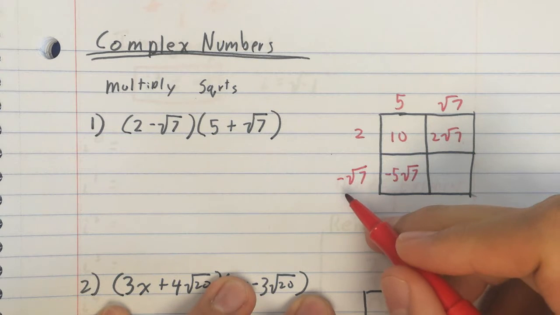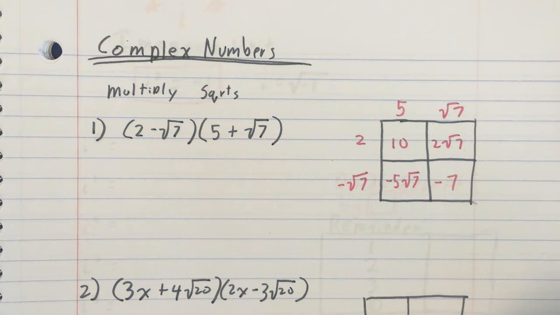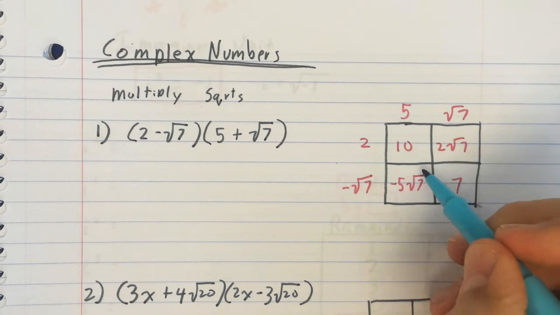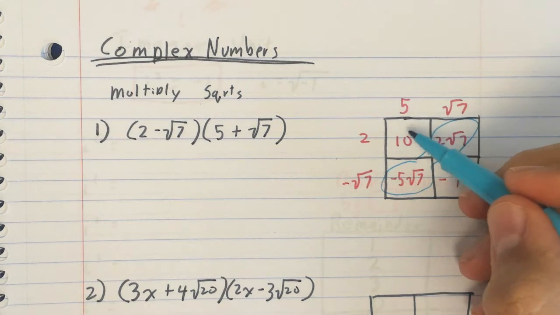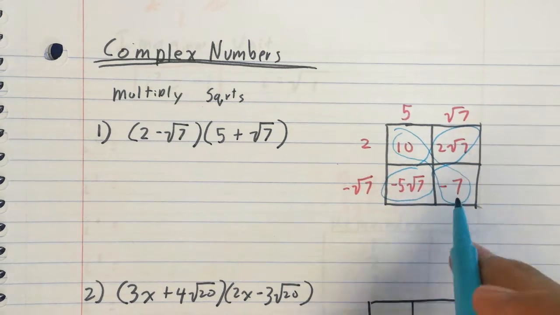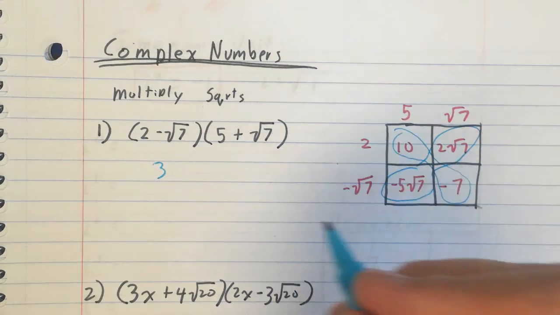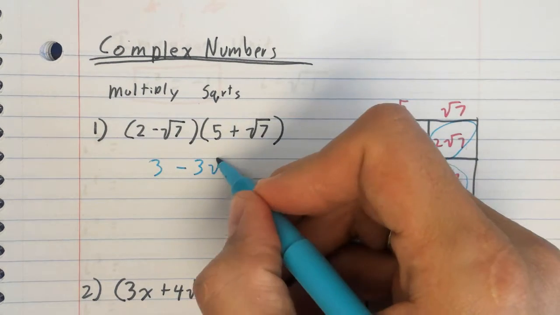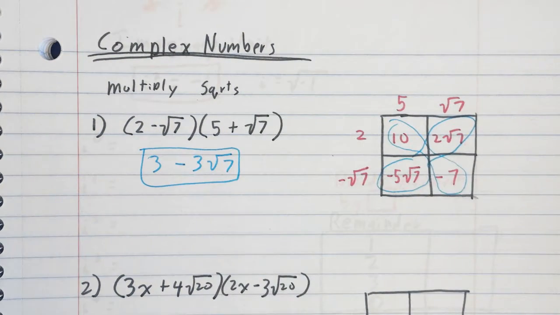Now what we're going to do is have the square root of 7 times the square root of 7, which is going to be 7. Of course, one is negative, so that's going to be minus 7. Just like when we have binomial multiplication with just a variable, not the square root, these are going to be like values again, and we're going to add all these up. Now, we also have like values here. 10 plus negative 7 is 3, and negative 5 plus 2 is going to be minus 3, and we cannot forget to include the square root of 7. That is our product.